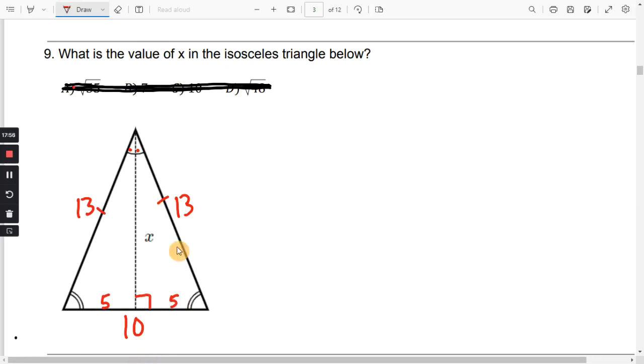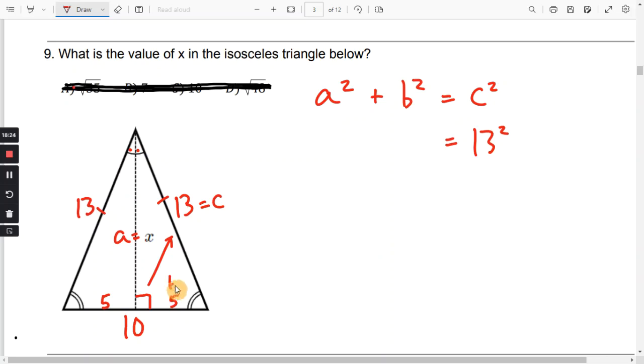We can just apply the Pythagorean theorem to this right triangle right here. So a squared plus b squared equals c squared. C squared always has to be the hypotenuse, across from the right angle. So 13 is going to be c, so c squared is 13 squared. A and b, it doesn't matter, so I will let a equal x and I will let b equal 5. A squared is going to be x squared, b squared is going to be 5 squared.